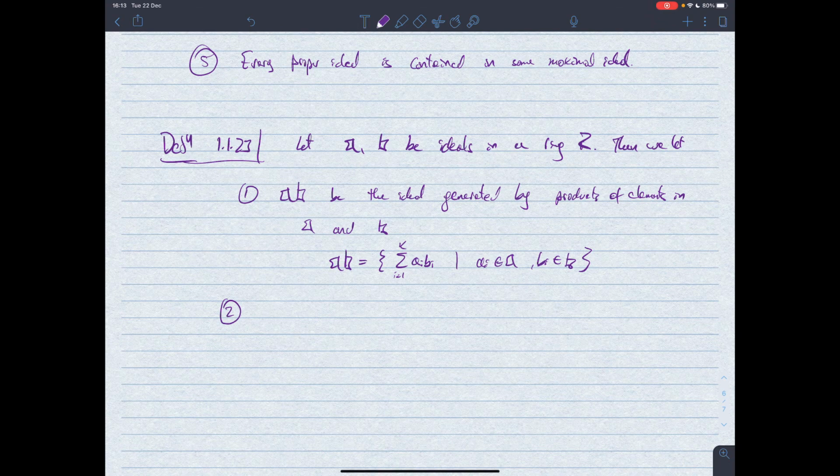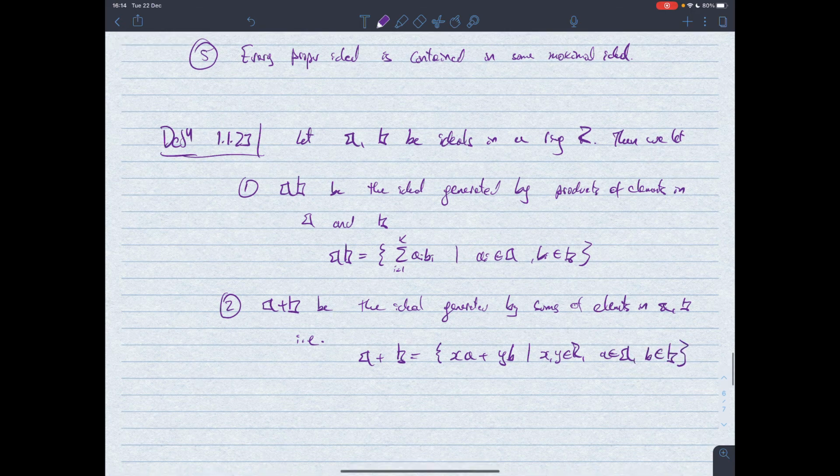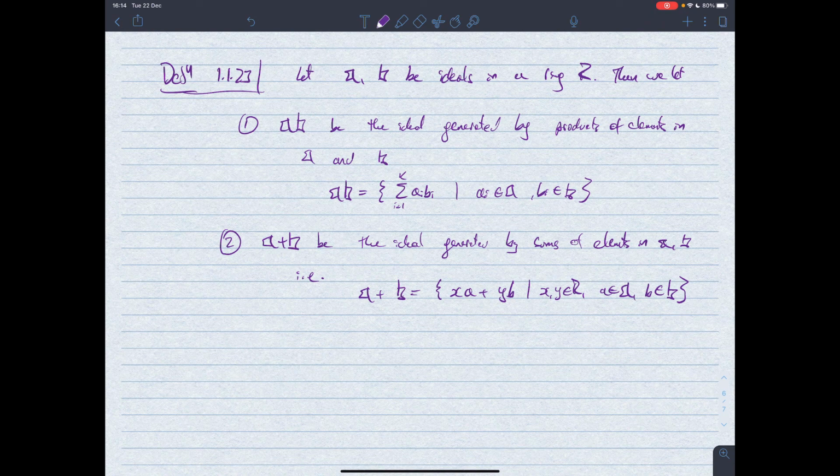2. I'm going to let the ideal A plus B be the ideal generated by sums of elements in A and B, i.e., as a set, this looks like x times a plus y times b, such that x and y are elements of R, a is in A, and b is in B. As a set, this is what it looks like, and you can check that this is, again, an ideal.